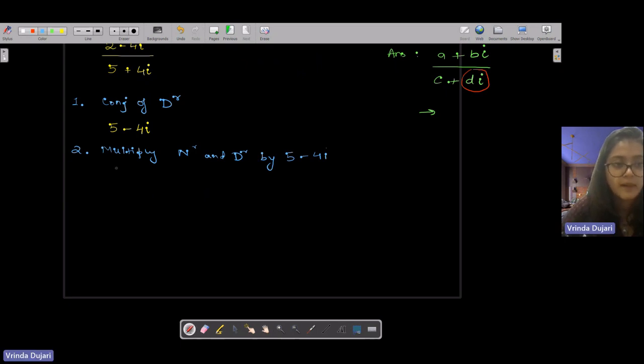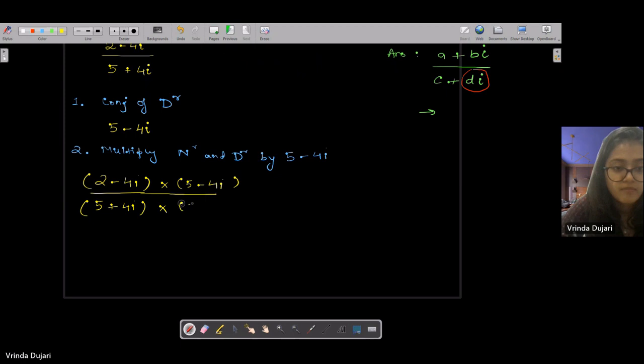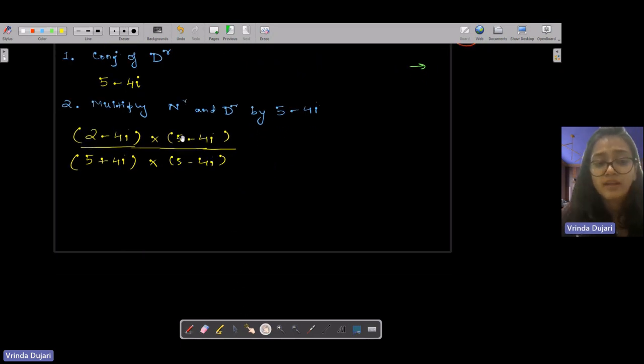Okay, so let's do that. So we have 2 minus 4i over 5 plus 4i. We will multiply the numerator and denominator by the conjugate of the denominator. So that means 5 minus 4i. Why are we doing this? You should always ask this question. Why are we multiplying both numerator and denominator by the conjugate of the denominator?